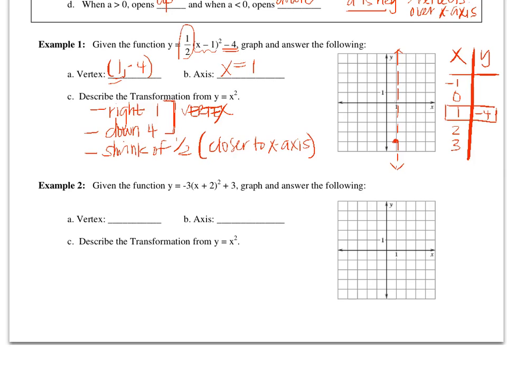So let me give you some good ones at least that I know. At -1, you get -2. And at 3, you also get -2 since it is symmetric. And then the other ones, truthfully, you can fill in by plugging in a 0. If I plug in a 0, 0 minus 1, go back to the original equation that's up here. 0 minus 1 is -1. -1 squared is 1. 1 times 1/2 is 1/2. And 1/2 minus 4 is -3.5.